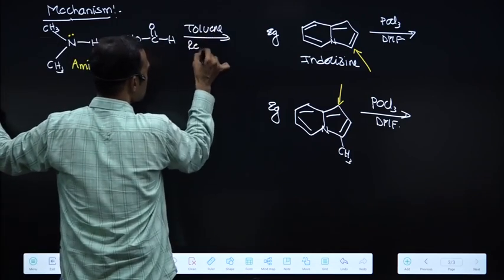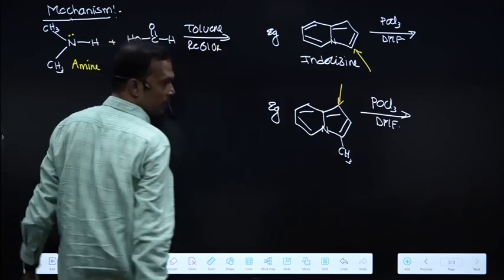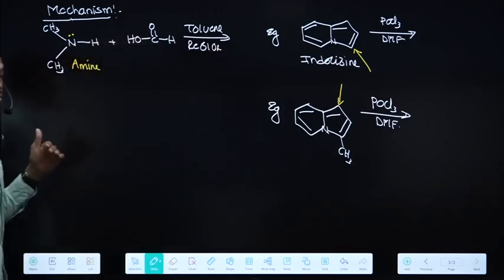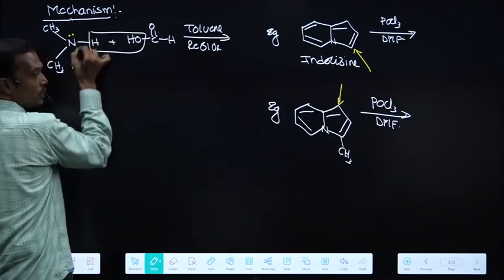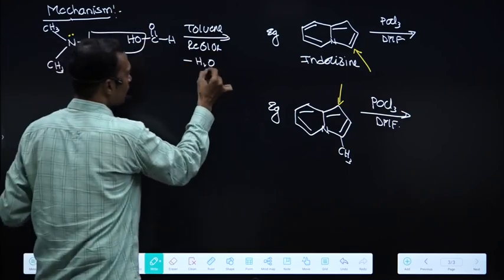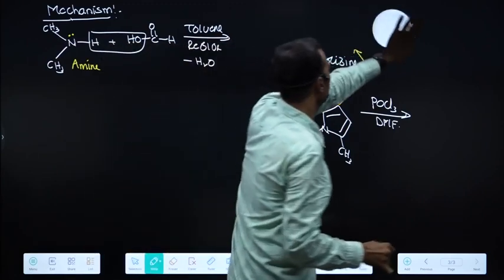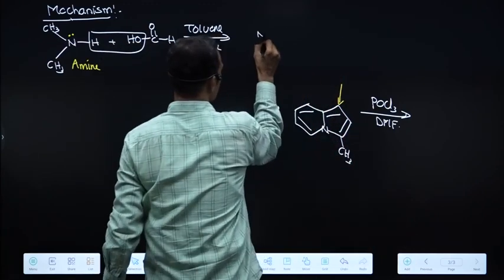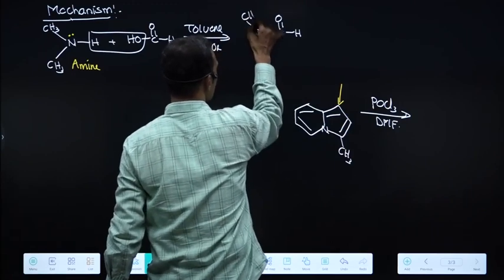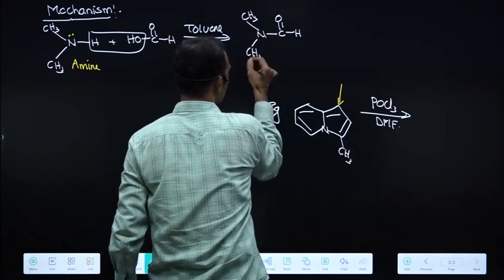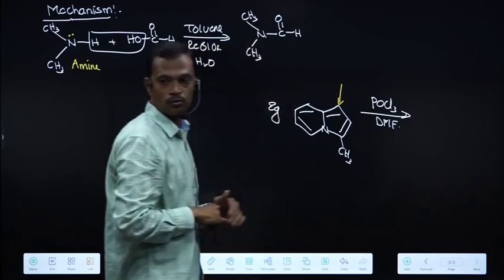Toluene reflux. When acid plus amine undergo reflux conditions, it helps to make a dehydration. So there is a loss of a water molecule, and you see there is a formation of an amide, C double bond O, and this is the preparation. Sometimes for this preparation of amide, they will give dimethylformamide, DMF.